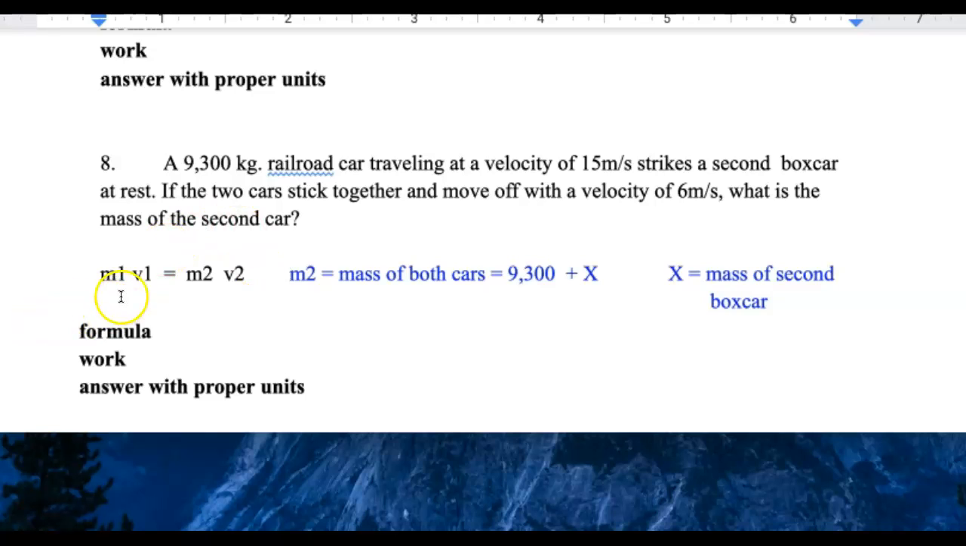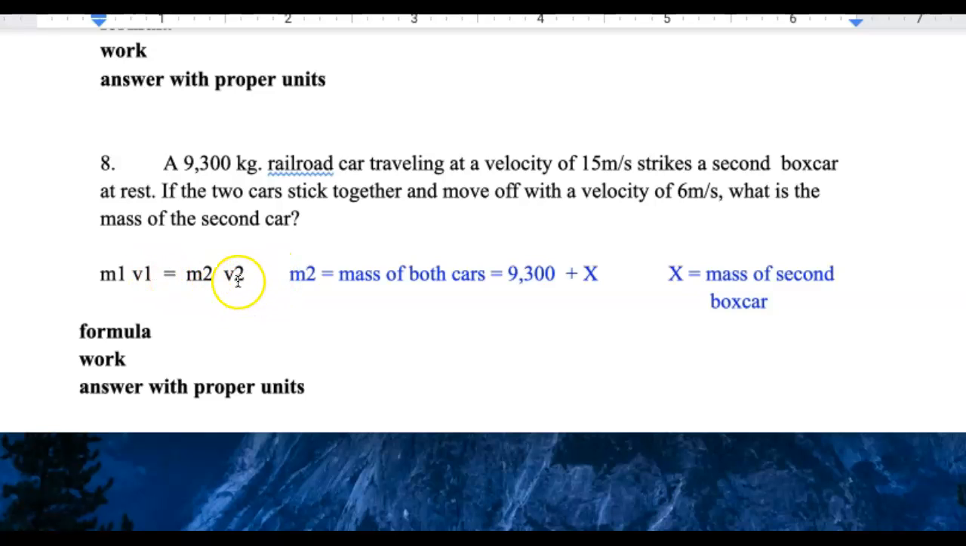What I want you to realize is M1 times V1 equals M2 times V2. That's a formula we work with in physics. So I'm telling you, if you can figure out one, you can solve the other. I'm telling you, M2 is the mass of both cars. And that's 9,300 plus X. So you are solving for the second car. That means the mass of the first car is 9,300. All right. You have 15 meters per second for your first velocity.